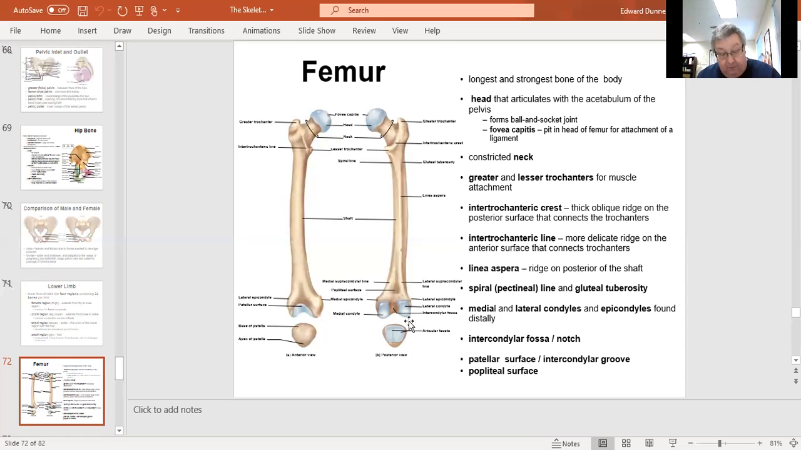Now, the muscles of the femur. Coming off of the lesser trochanter is the iliopsoas. Remember, the iliopsoas is the strongest hip flexor in the body.